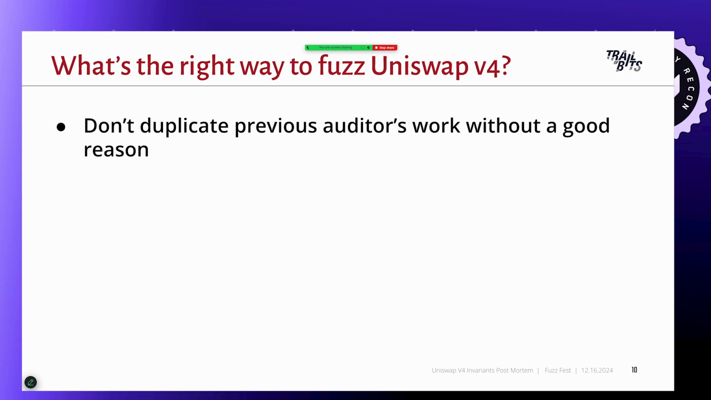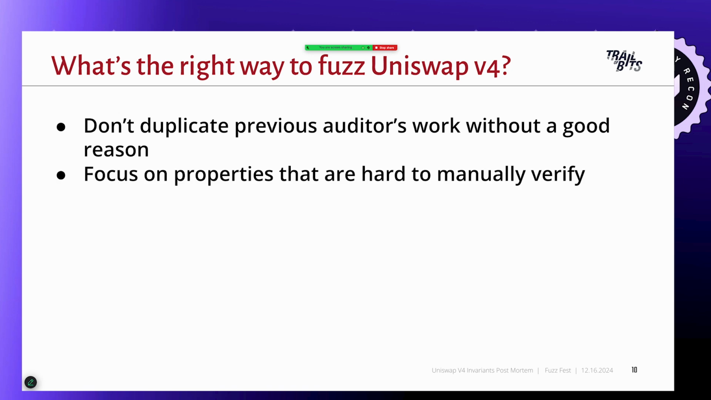We had a couple of goals here. The first and most important goal is we don't want to duplicate any of the previous auditors' work unless we had a really good reason to do so. Certora had audited right before us, and they did a whole bunch of formal verification stuff. It would have been pointless for us to duplicate that work or to make a superset of that work because they had already formally verified it. There's no point in doing it.